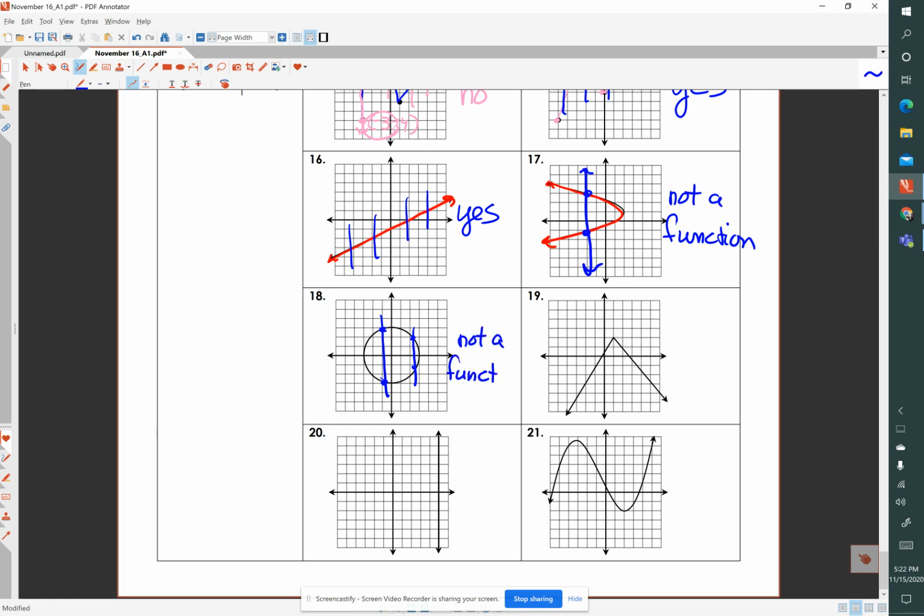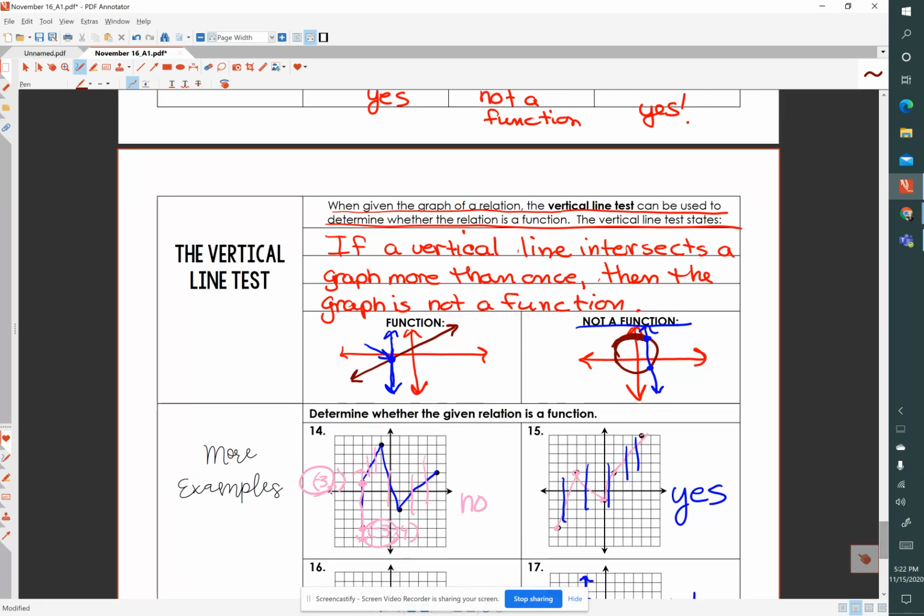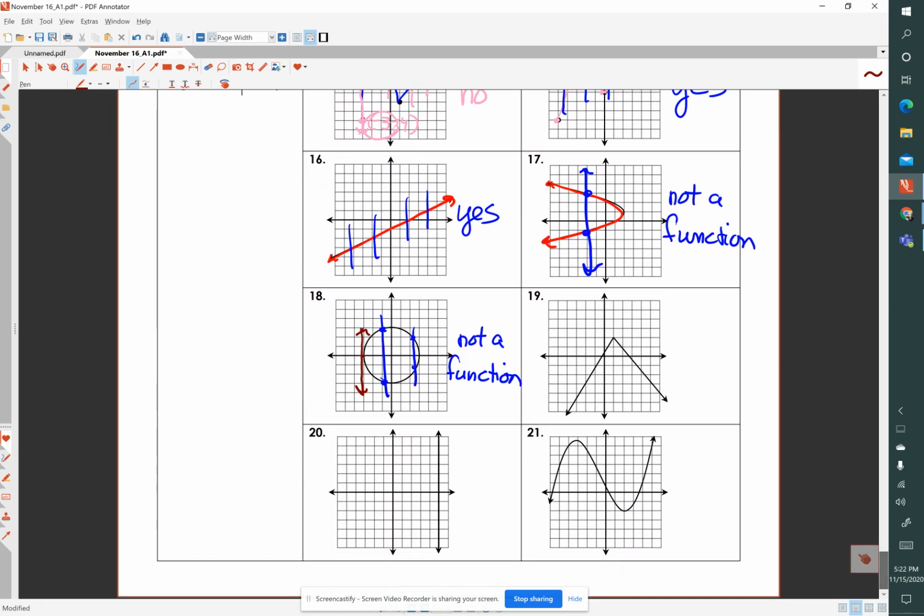Now, I always get students that say, "Oh, Mrs. Gold," this is what they say, "you could put it right there and it would pass the vertical line test." Technically, yes, but let's look at the vertical line test definition. If a vertical line intersects a graph more than once, we're talking about at any point, then the graph is not a function. So back to number 18, it would have to intersect at only one point at all of these points, and it is not, so it's not a function.